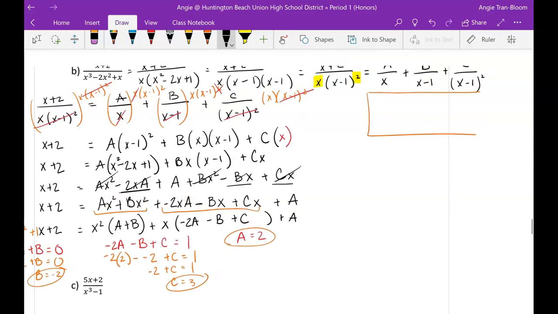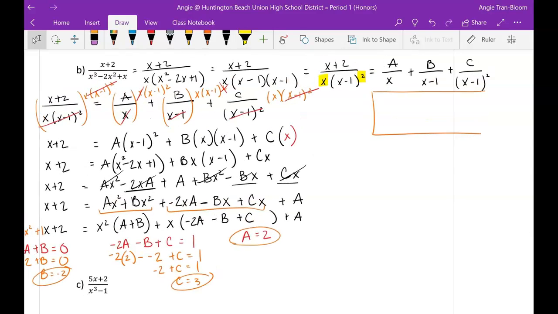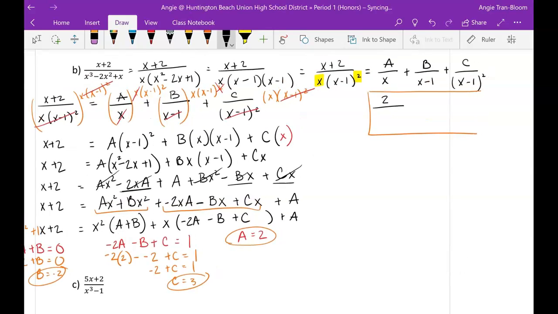Now that I know what they are, I can plug it back in here. A is 2 over x plus b is negative 2 over x minus 1. C is 3 over x minus 1 quantity squared. And those are the final answer.